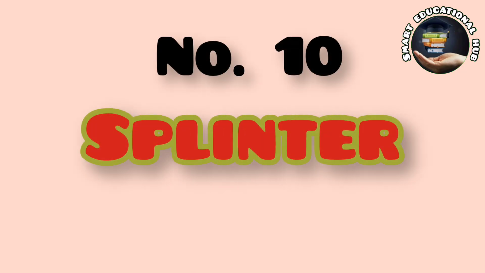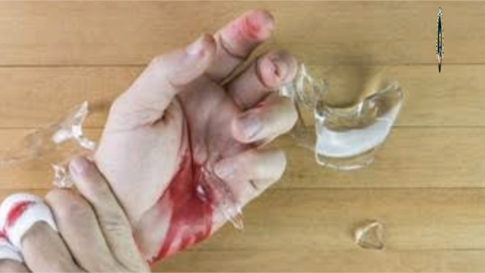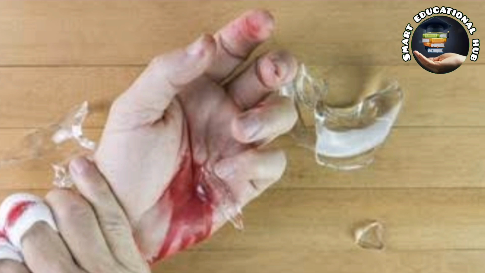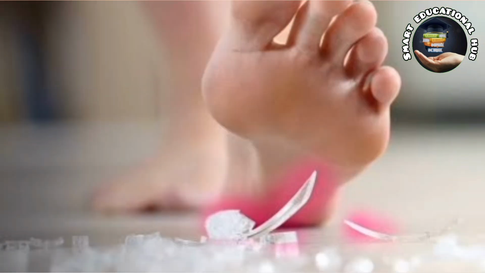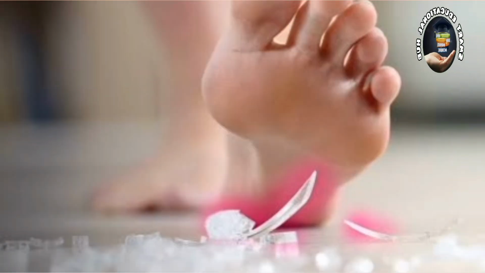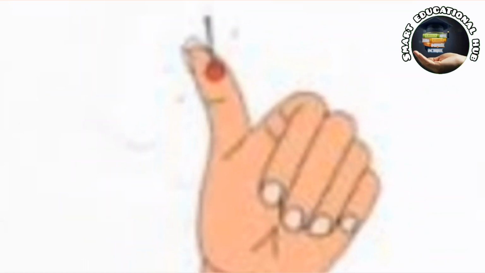Number 10, a splinter. A splinter is a small thin piece of something sharp like wood, glass, or metal that gets stuck under the skin. It usually happens when you touch or slide your hand across a rough surface like an old wooden table or fence. A splinter can cause a sharp pain and the area may become red, swollen, or sore. Even small splinters can be quite uncomfortable if not treated.